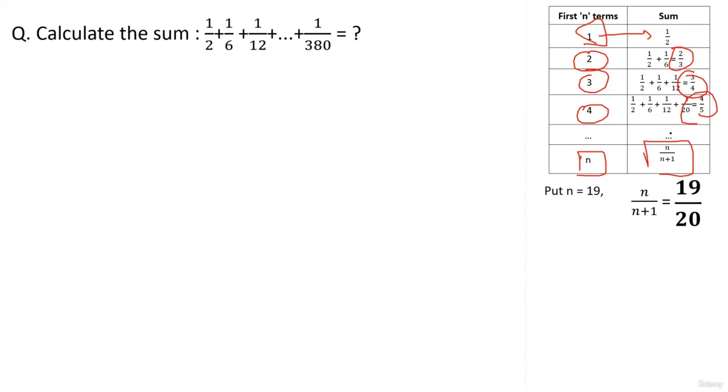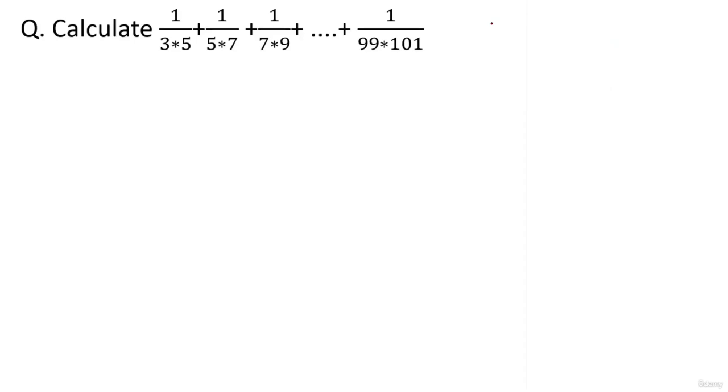So let's go on to the next question, guys. This one I want you all to try. I'll give you a hint. यहाँ पे numerator 1 है, but difference सबका 2 है, right? So what you can do is you can just multiply and divide by 2 everywhere.